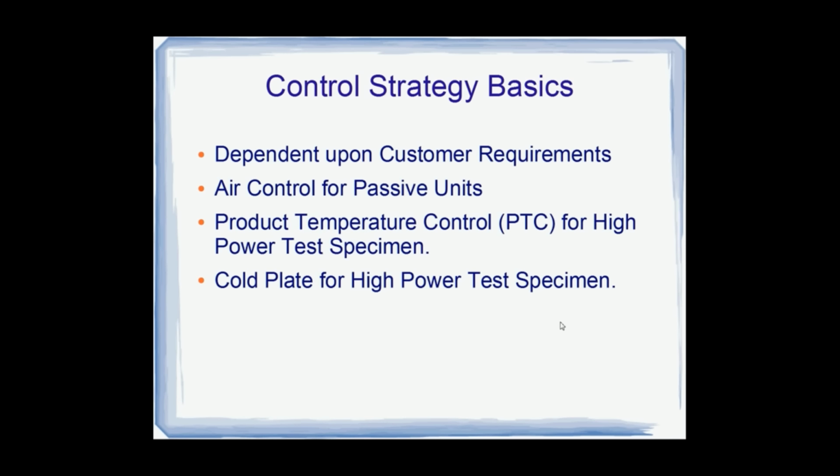Now, product temp control is fine if you only have one unit, but if you are performing batch testing where you have multiple units in one chamber, product temp control would not be practical because you'd only be able to control to one of your test units. Ideally, you would want to use a cold plate for your higher output, high-powered test specimen. A cold plate would allow you to maintain a safe operating temperature for your high-powered test specimen, and it would not require you to have to use product temp control.